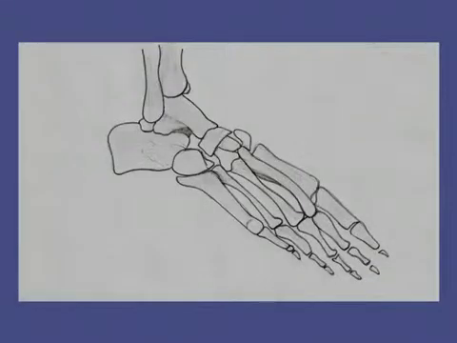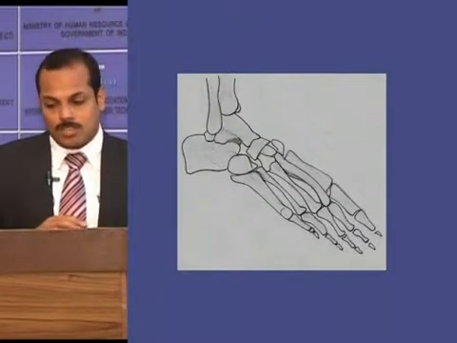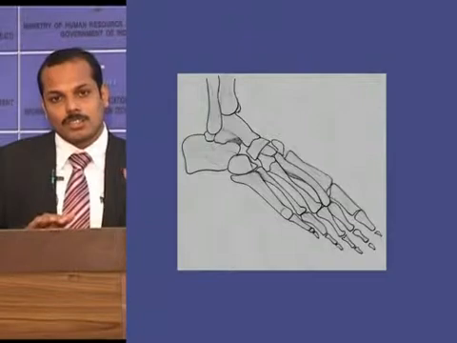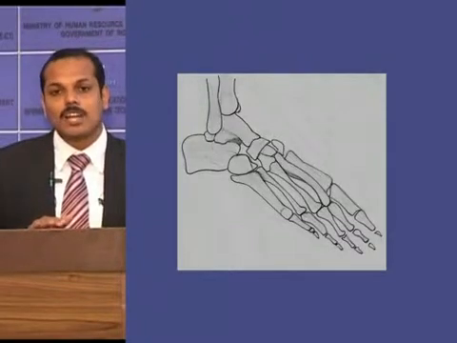The distal end of the tibia sticks out under the skin on the medial side, and this area is known as the medial malleolus.